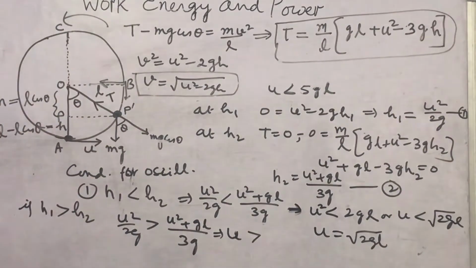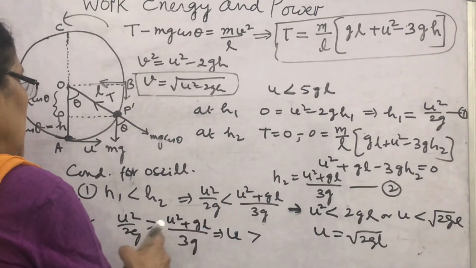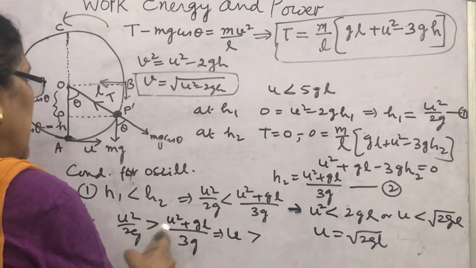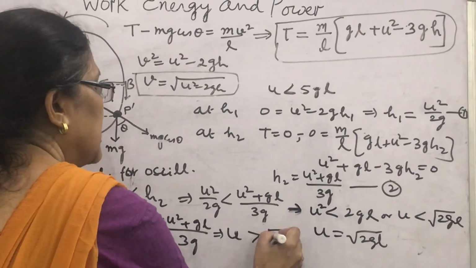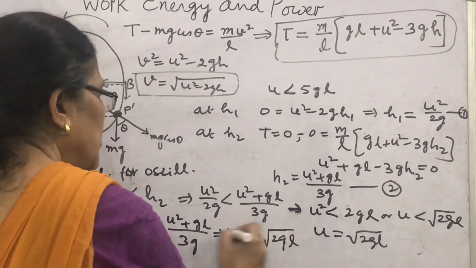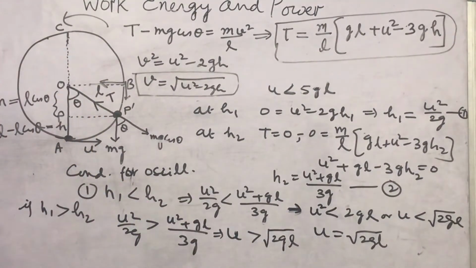you will get U greater than 2GL. Look here, this is 2GL, this is 3G U square, this is 2G U square, then you will get here this U is greater than root 2GL, U square 2GL, then U greater than 2GL.